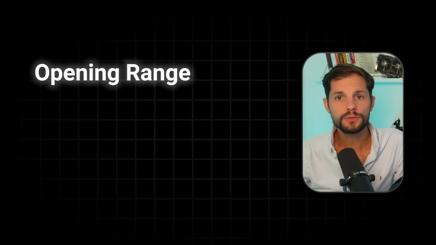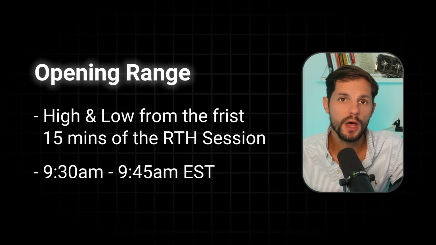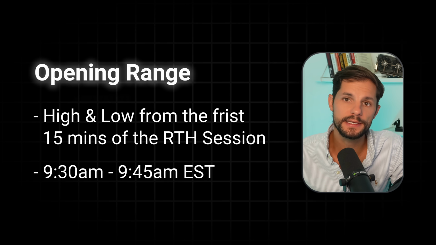What is the opening range? The opening range refers to the high and the low formed during the first 15 minutes of the RTH session, and that's 9:30 to 9:45 a.m. Eastern Time. Why is this important? This is important because that's when institutions often reveal their intent, with aggressive positions, sudden volume spikes, and early directional buyers all emerging within this critical time window.